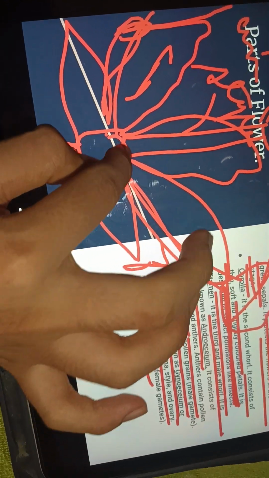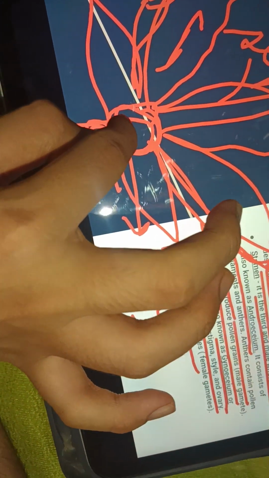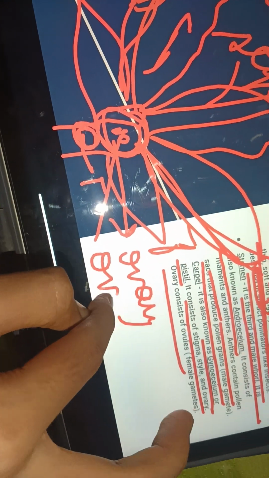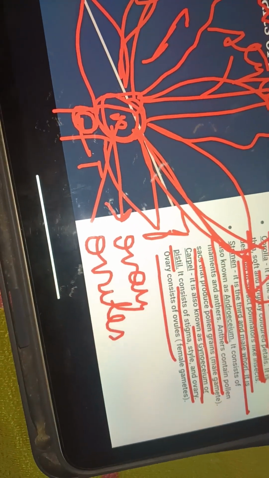Now this area is the ovary. Inside the ovary there are the female gametes, that is, ovules. Is that clear? Can you see this ovary? It is a pouch-like structure which consists of ovules. The pouch structure that consists of ovules is known as the ovary. It protects the ovules. Is that clear?